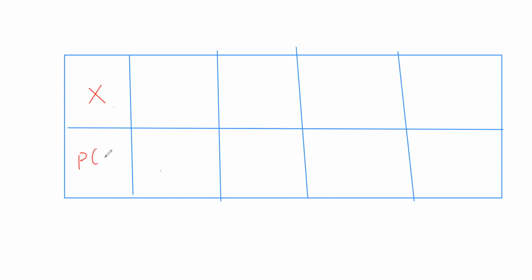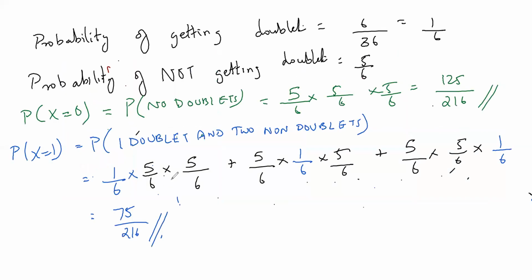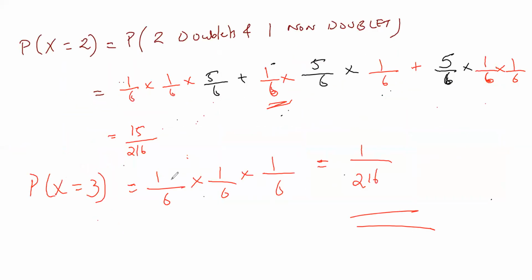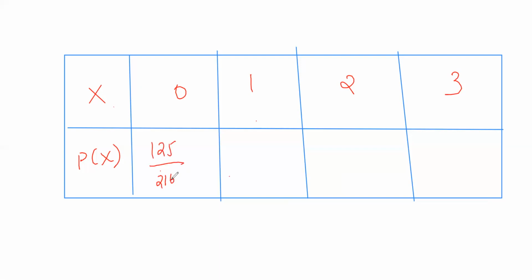This is my x, the other one is my P of x. 0, 1, 2, 3. Then I just have to copy down the values. X is equal to 0, I'm getting 125 by 216. X is equal to 1, P of x is 75 by 216. And 2, it is 15 by 216. Last one, it is 1 by 216.